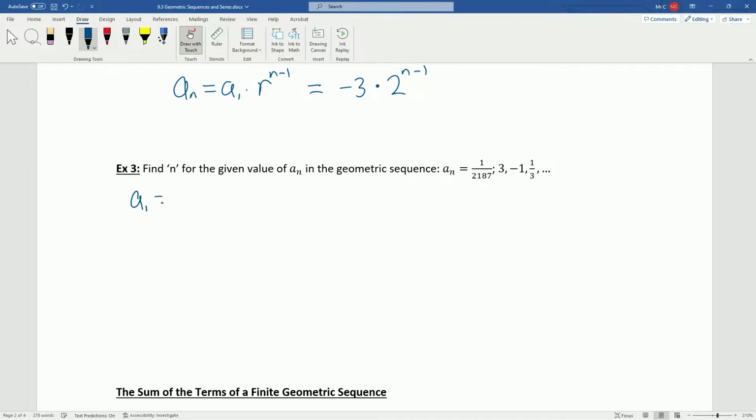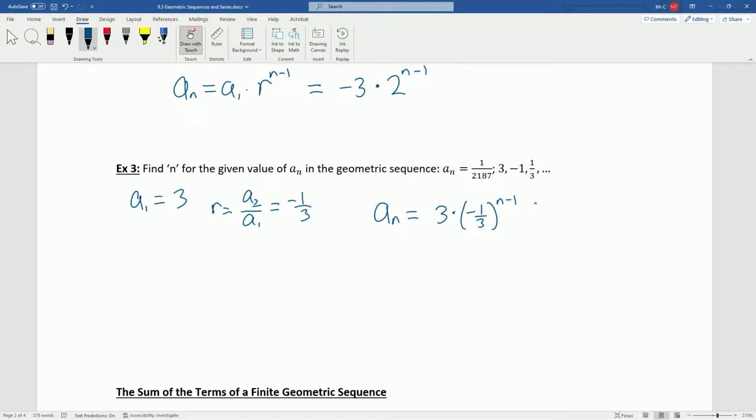So a1 is just 3. All right, well now what do we get when we take a2 divided by a1? It's -1 over 3. Okay, so that means my value for r is -1/3. So my general formula should look like 3 times, not plus. Brain went back to arithmetic for a second. 3 times -1/3 to the n minus 1 power.